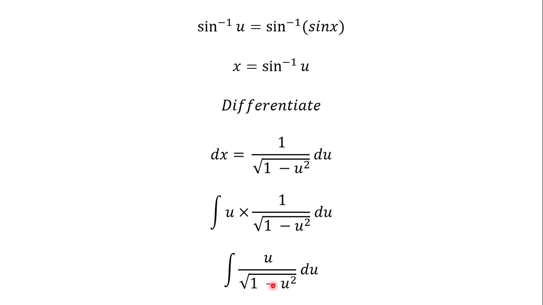Here we are going to do another substitution. We will let m be equal to 1 minus u squared. Here we are going to differentiate. Now when we differentiate m, we are going to get dm. When we differentiate this, we are going to get minus 2u.